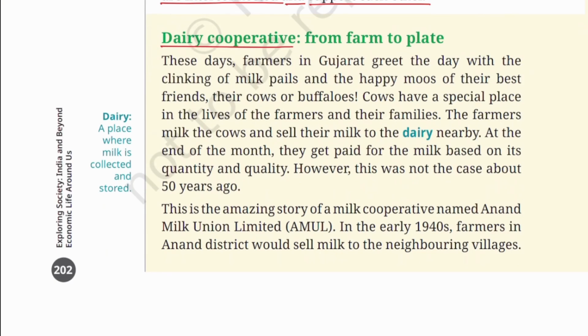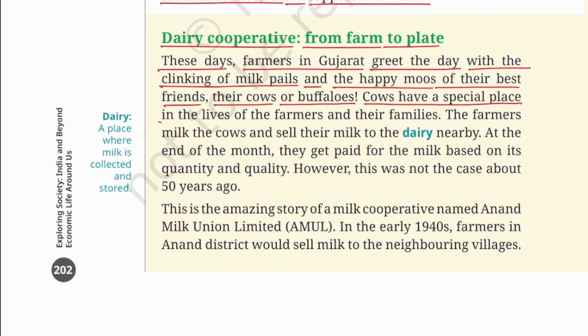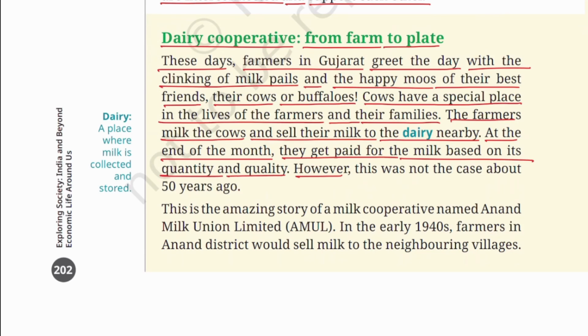Dairy cooperative, from farm to plate. These days, farmers in Gujarat greet the day with the clinking of milk pails and the happy moos of their best friends, their cows or buffaloes. Cows have a special place in the lives of the farmers and their families. The farmers milk the cows and sell their milk to the dairy nearby. At the end of the month, they get paid for the milk based on the quantity and quality. However, this was not the case about 50 years ago.